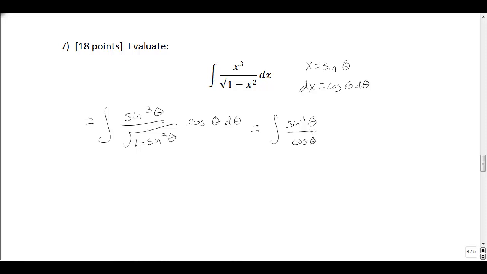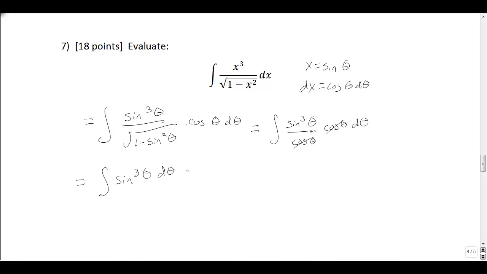We're going to assume theta is between 0 and pi over 2, so that square root of the square is really just the positive version. Technically, it's an absolute value. And then we're going to get a cosine theta d theta. So this square root 1 minus sine squared theta essentially becomes cosine theta. And then our cosine thetas cancel, and you end up with an antiderivative of sine cubed theta d theta, which works out just fine.